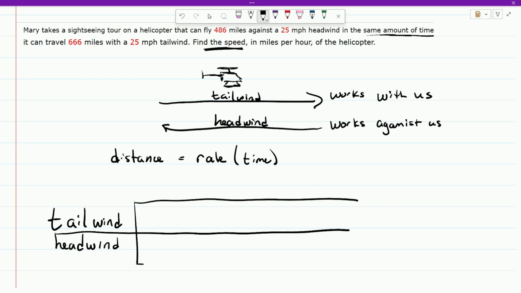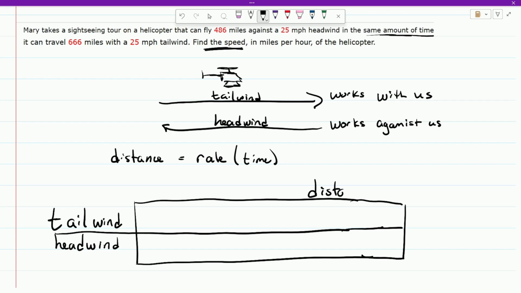And then across the top, I'll do it like the book does it in case you're looking at the book. It does distance on the far right-hand side. And then over here we have our rate. And then we have our time. And finally, what we can do is start labeling things.